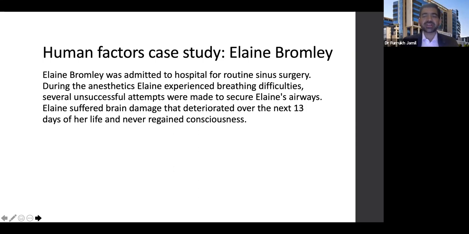and patient safety and human factors in England. She was admitted for a routine sinus surgery, and during anesthesia, the anesthetic consultant struggled to intubate her. I think that's when all these human factors came along. It took a long time, with multiple attempts. She desaturated badly. To make a long story short, they could not manage to intubate her, which resulted in brain damage, and unfortunately, after a struggle, she died.